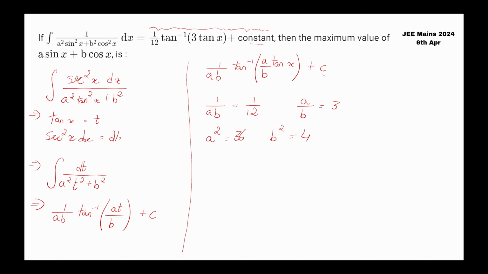Now we have to find out the maximum value of A sin x plus B cos x. Now we had studied in our trigonometric functions the range of this function, right? So what used to be the range of this function? The maximum value of A sin x plus B cos x used to be less than or equal to the root under A square plus B square. So this is what we are going to find out. This would become root under 36 plus 4, which would become 40. And this is our answer. This is our maximum value, root 40.